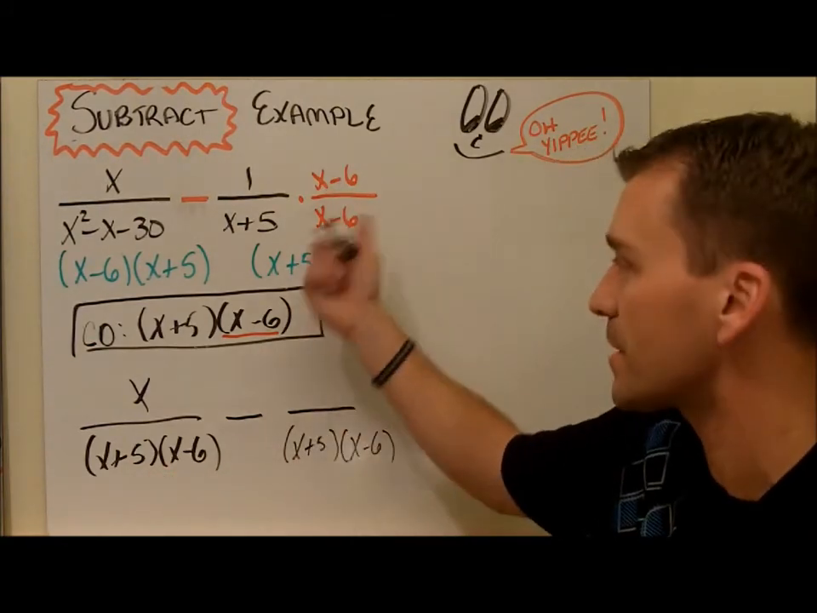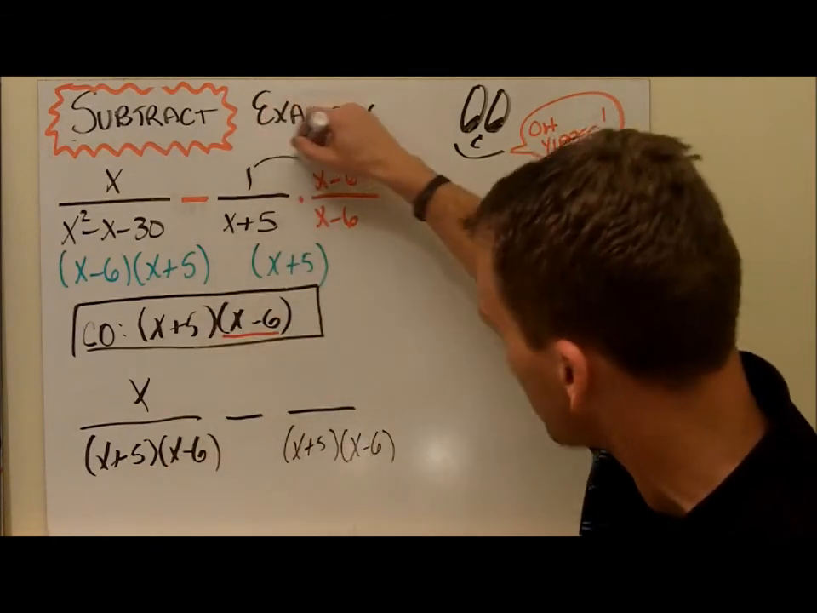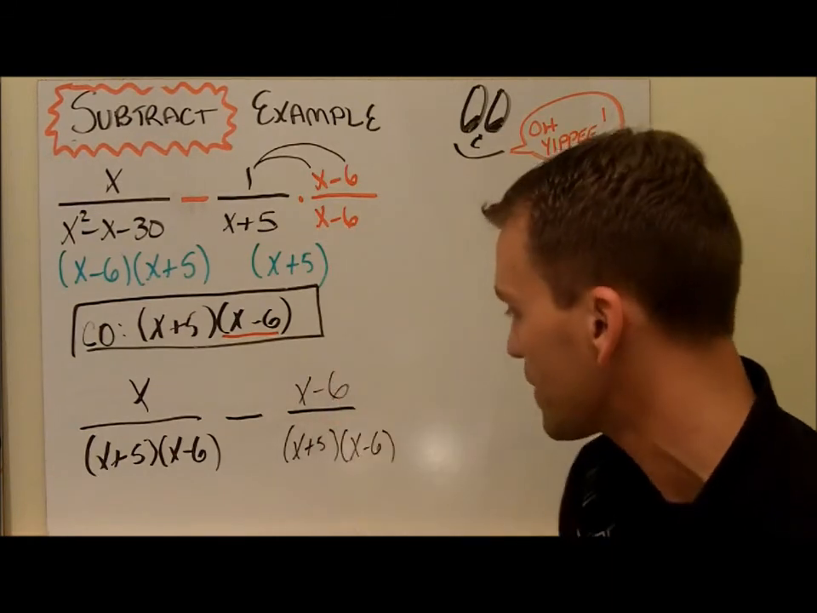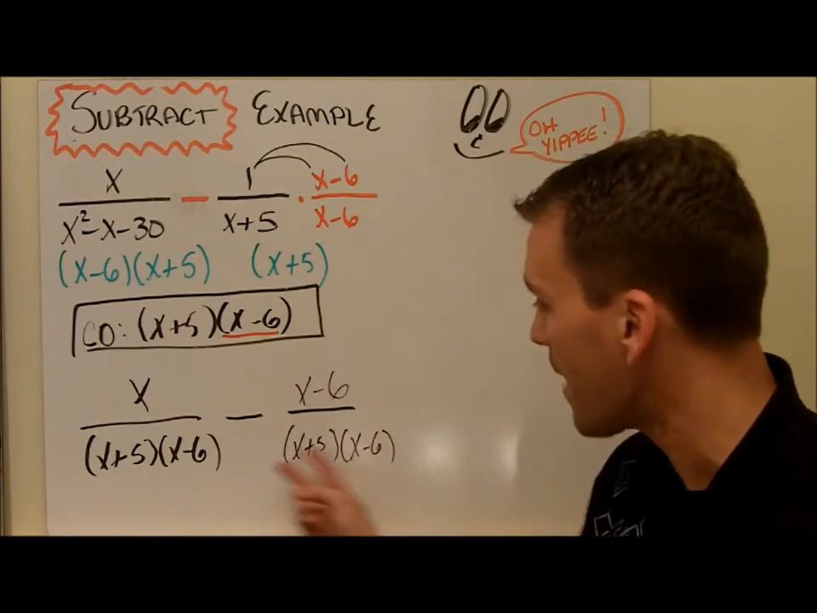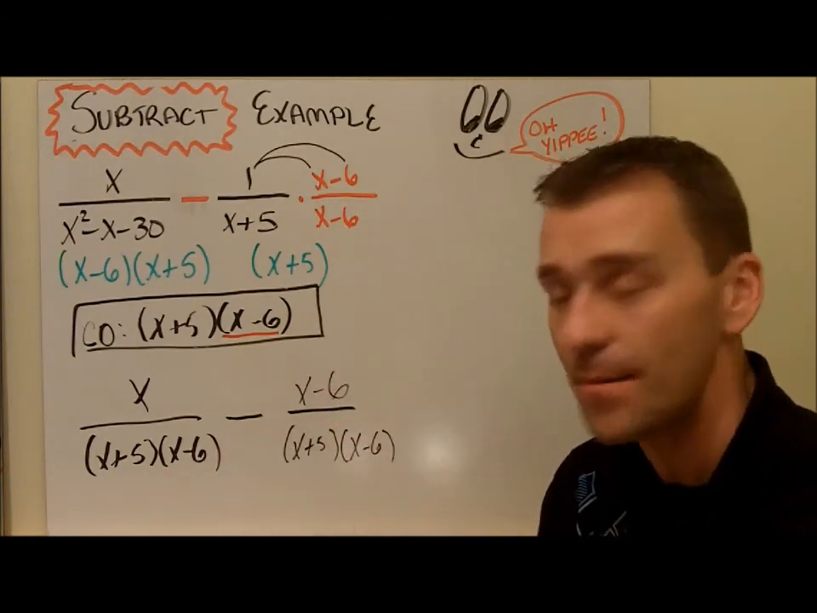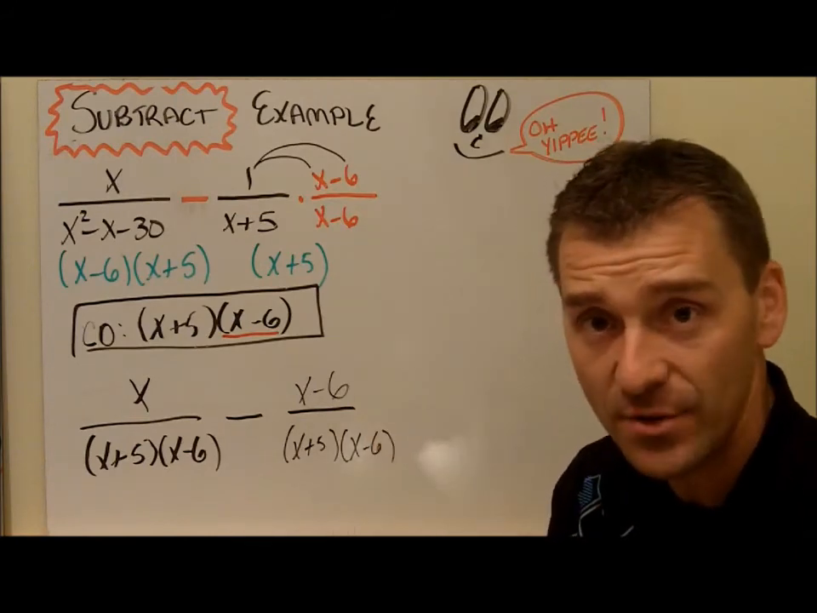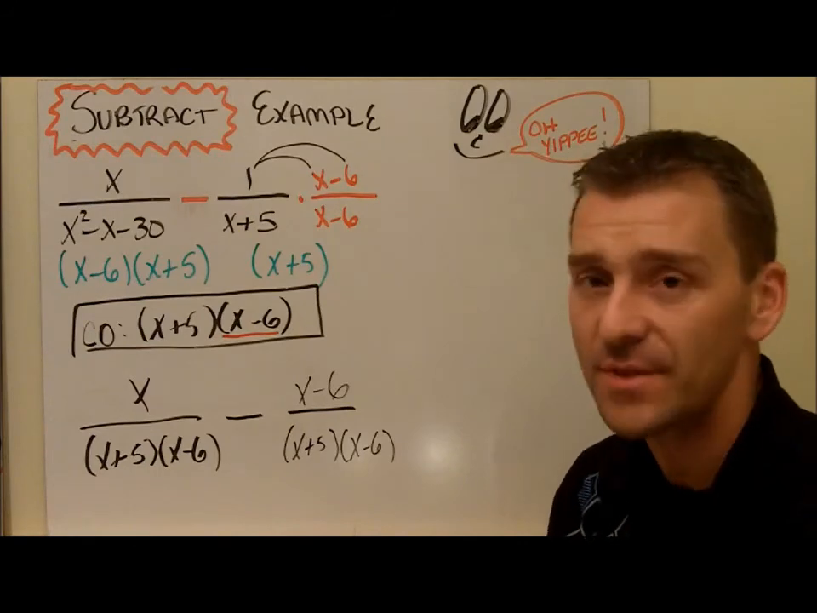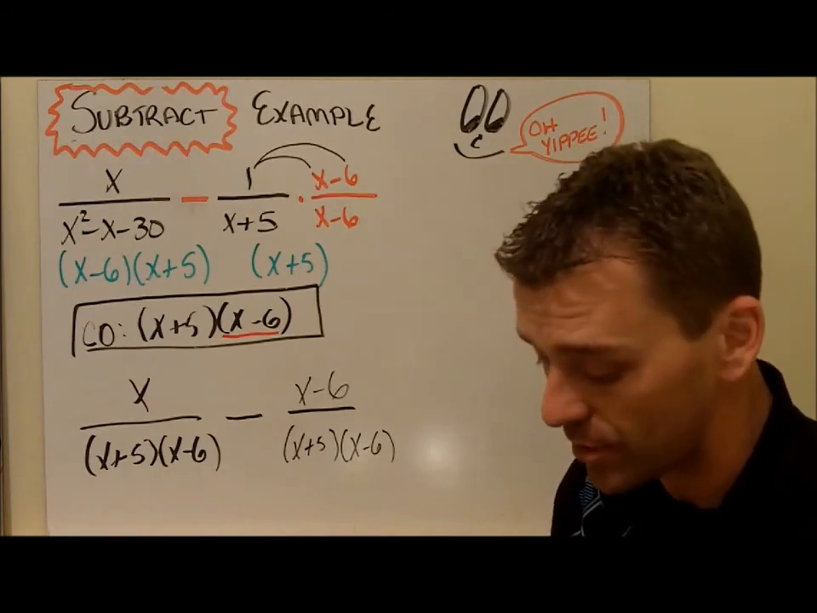Now on the top, again, this is kind of a simpler one. I take the 1 times the x and the 1 times the 6, which gives me just x minus 6. So there we go. I've got common denominators. Now I can do step number 4 and subtract the numerators. Now this is where you have to be careful. I hope you write this down. When you subtract these bad boys, this is really what you're doing.